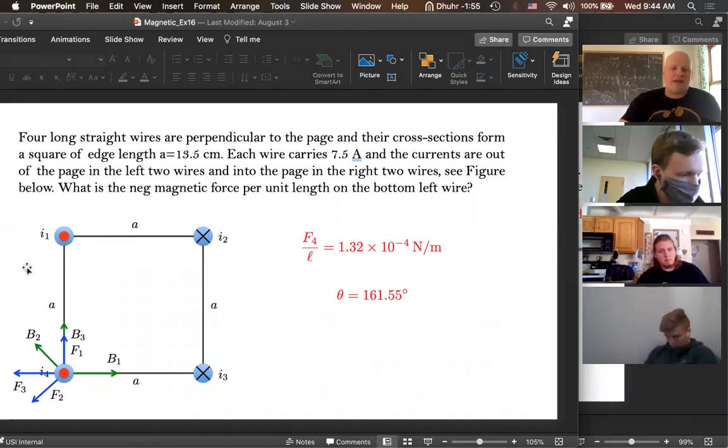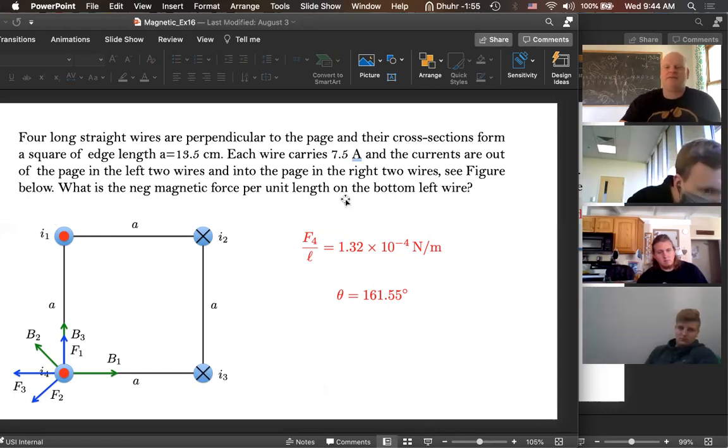of 7.5 amps. So that means I1, I2, I3, and I4 all have exactly the same current, which is 7.5 amps. But I'm going to label them I1, I2, I3, and I4 just so we know which one we're actually looking at. And some of them are going into the page and some of them are coming out of the page, which means I1 and I4 are coming out of the page. I2 and I3 are going into the page. So it wants to know, what is the net magnetic field per unit length on the wire on the bottom left? So wire number 4 here. So we want to know, what is the net force on wire number 4?